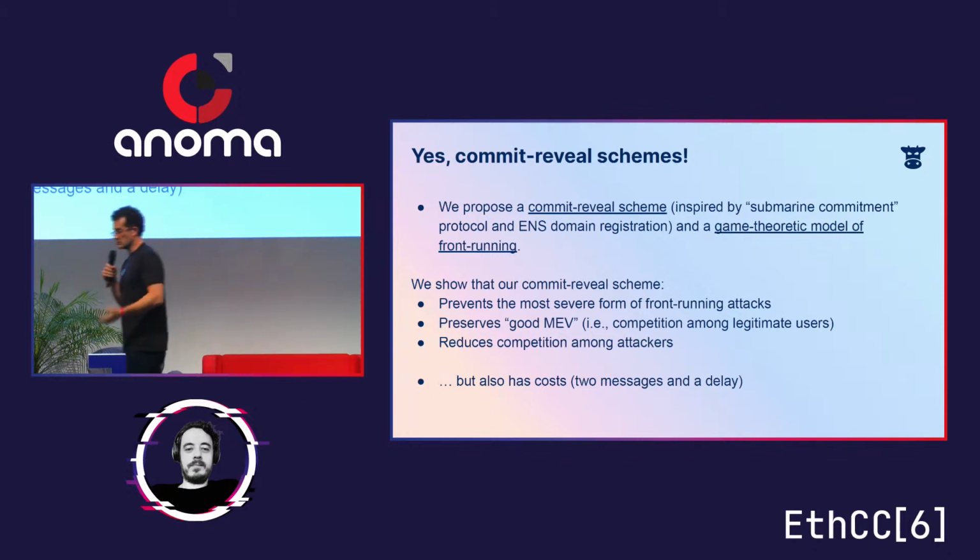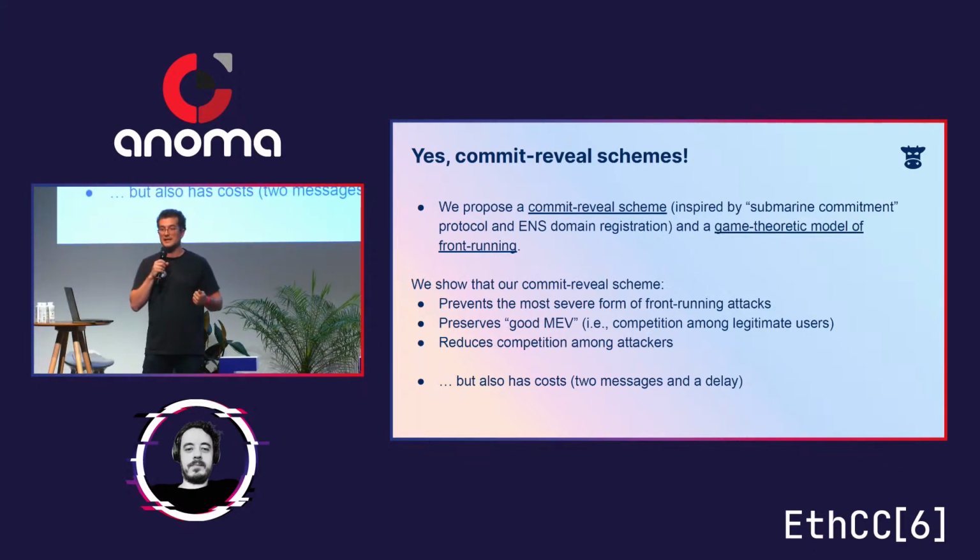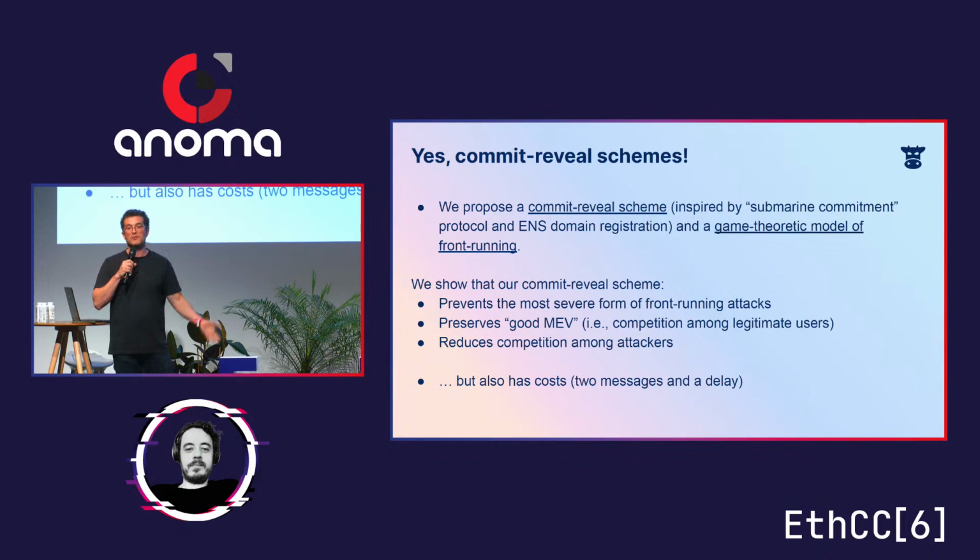Now, of course, we know that commit-reveal schemes have costs. In particular, they require 2 messages and impose a delay. So in principle, you could apply this protocol to any smart contract, but whether it's cost effective will depend a bit on the specific environment where you're thinking about deploying it.